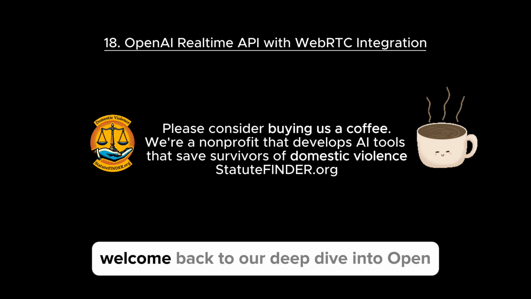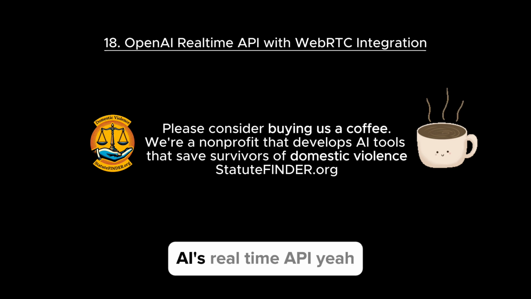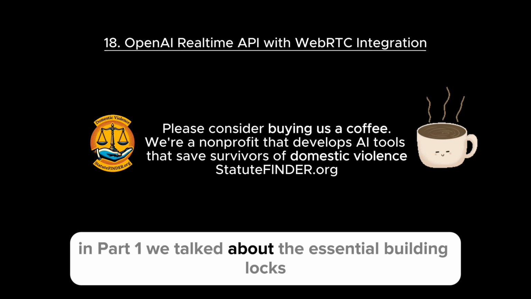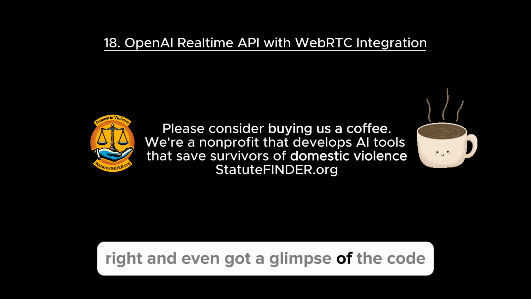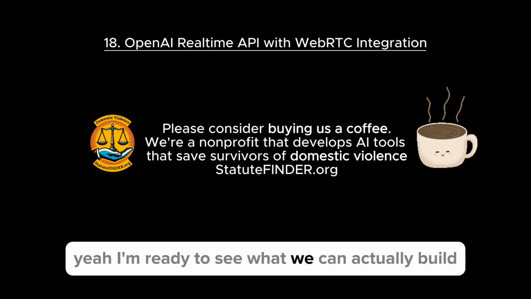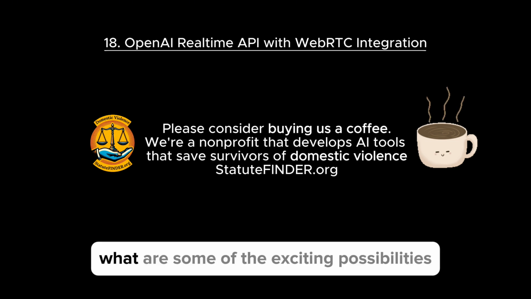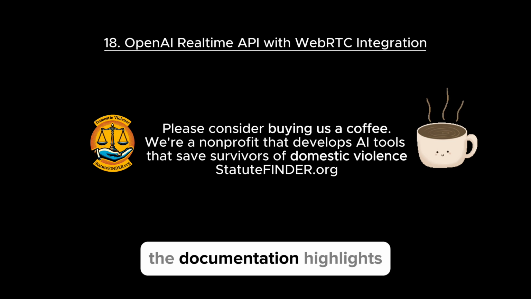I love it. Welcome back to our deep dive into OpenAI's real-time API. In part 1, we talked about the essential building blocks, WebRTC, those mysterious ephemeral keys, and even got a glimpse of the code. I'm ready to see what we can actually build with all of this. What are some of the exciting possibilities the documentation highlights? This is where it gets really fun. We've been hinting at it.